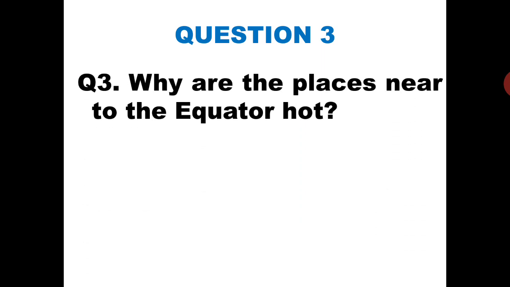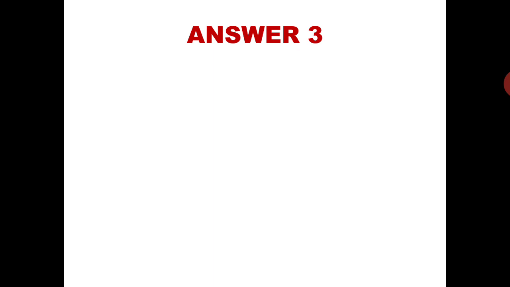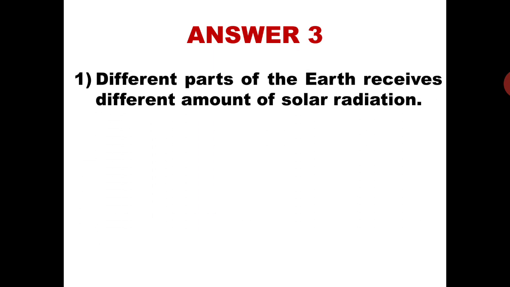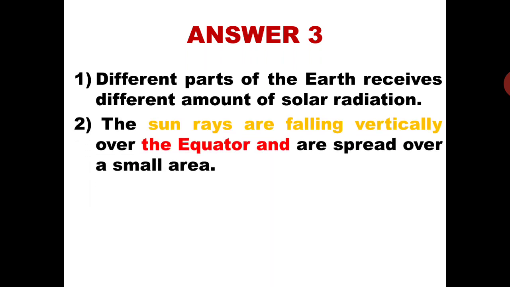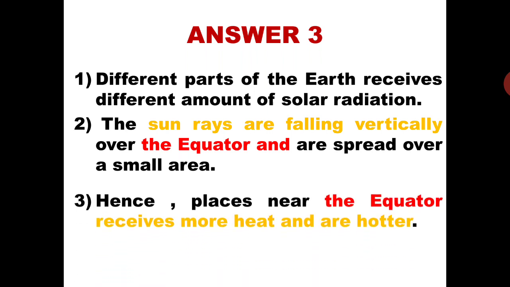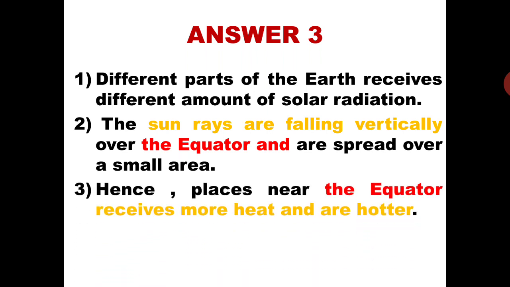What is question 3, students? Why are the places near the equator hot? So the question is, why are the places near the equator hot? And what is the answer? All of you know? Yes? The answer is, first point: different parts of the earth receive different amounts of solar radiation. Second point: the sun rays fall vertically over the equator and are spread over a small area. Third: hence places near the equator receive more heat and are hotter.